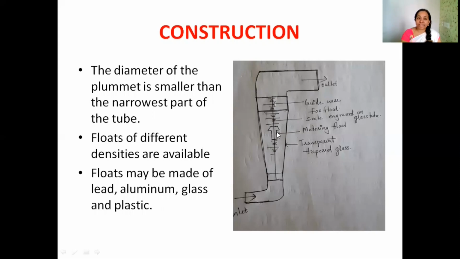We have different types of plummet. Lead, aluminium, glass and plastic. These are the materials that are used for making this plummet. So we have different types of plummet and their density also varies.